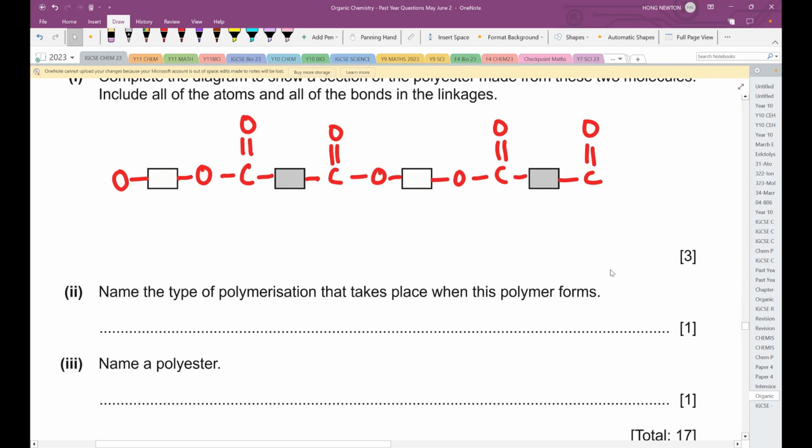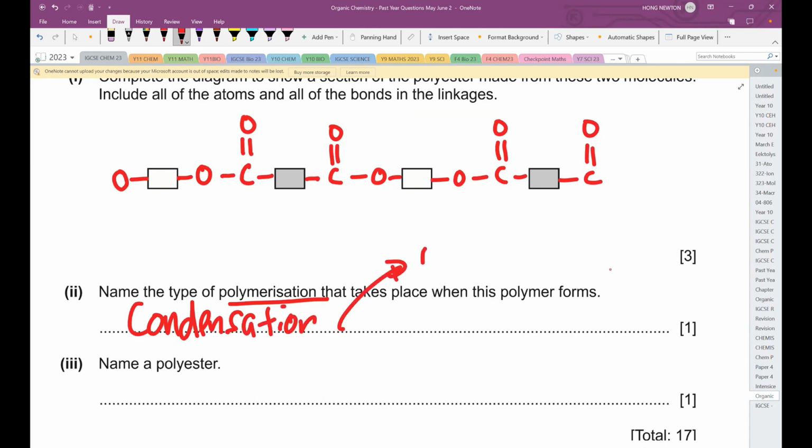Okay, then name the type of polymerization that takes place when polymer forms. So what is the process name? Condensation. Just how teacher already gave you the answer, right? So name the type of polymerization that takes place. Polymerization means the process to become polymer. So get rid of one molecule of water. So the answer is condensation, meaning that you need to get rid of H2O.